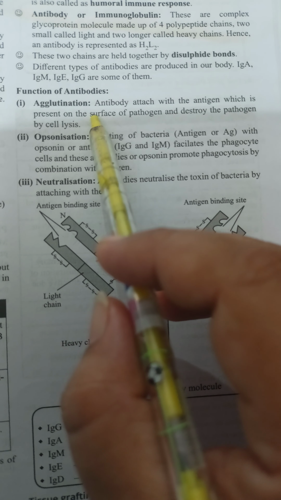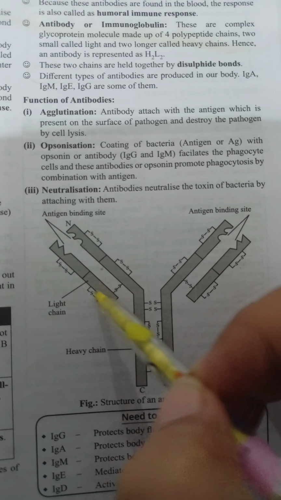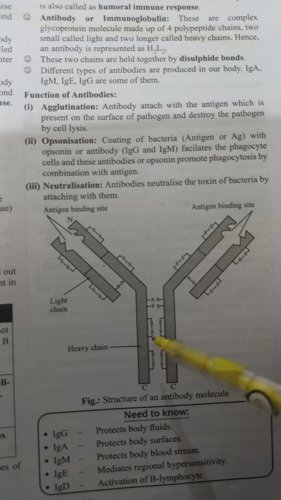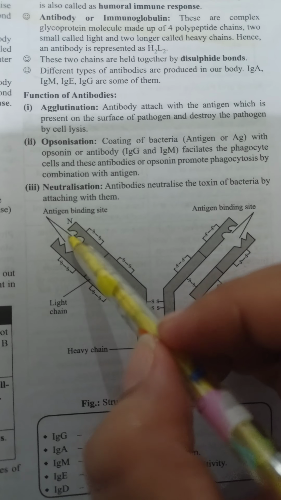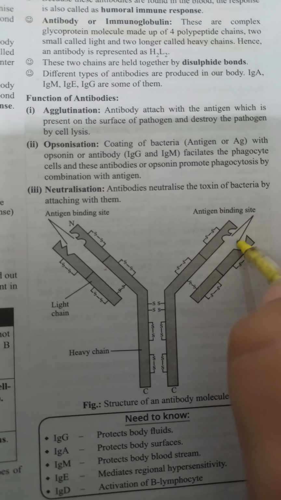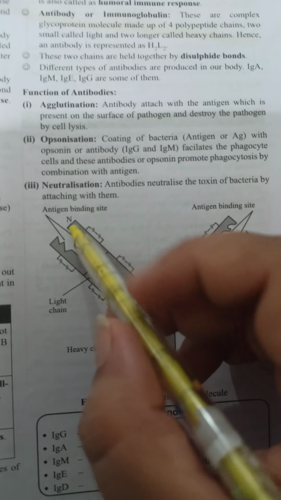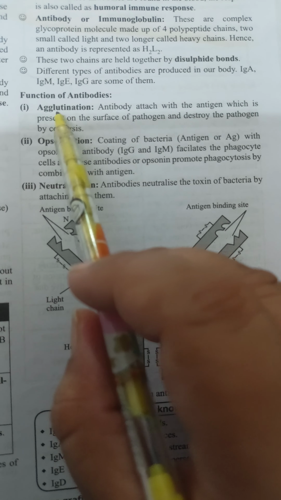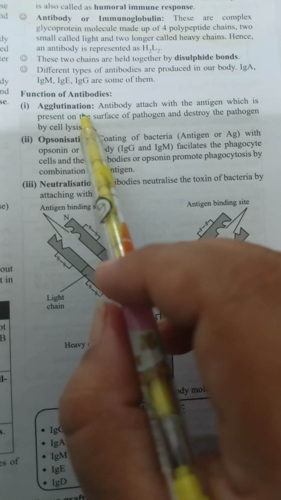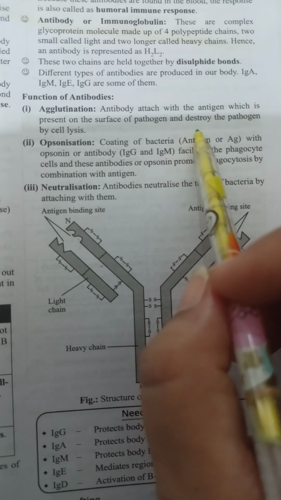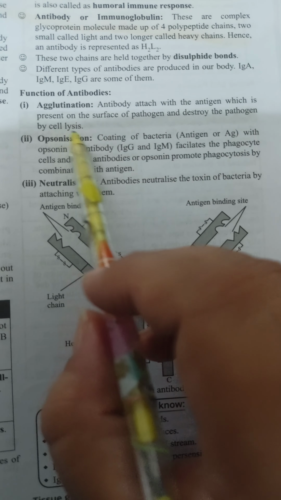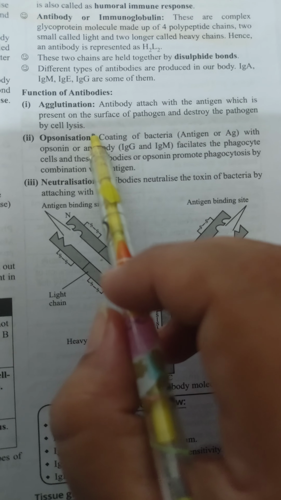What is agglutination? Whenever the antibody, this is the antibody, Y shape structure is there. You can see this Y shape structure. Whenever this antibody binds with the antigens at these sites, then antigen antibody reaction will be there, and this process is called agglutination. So basically this process will destroy the pathogen by cell lysis. It will lyse or break the cell.